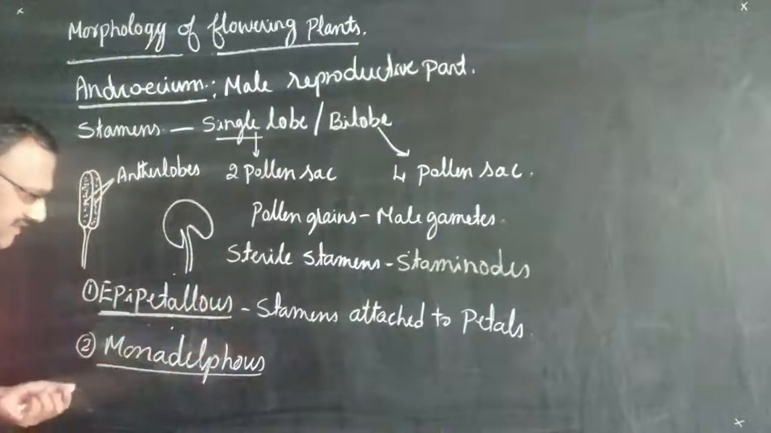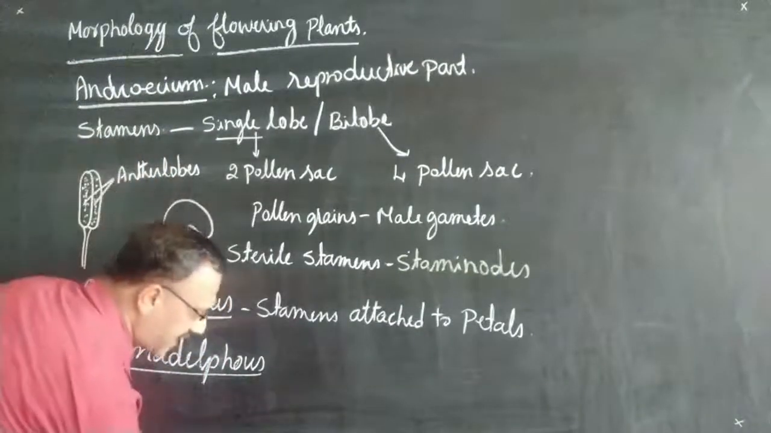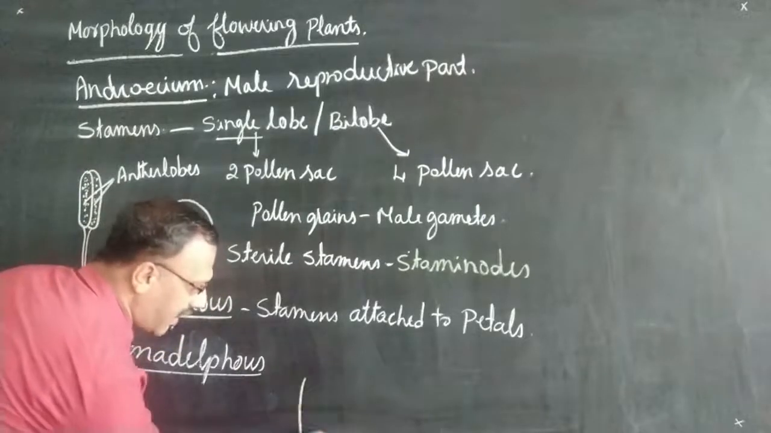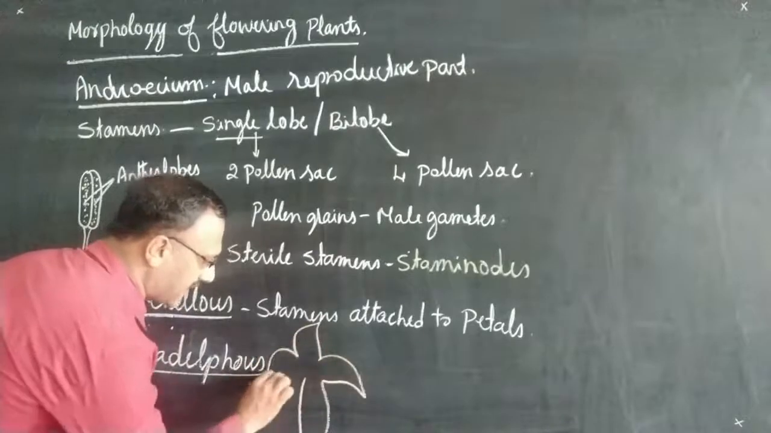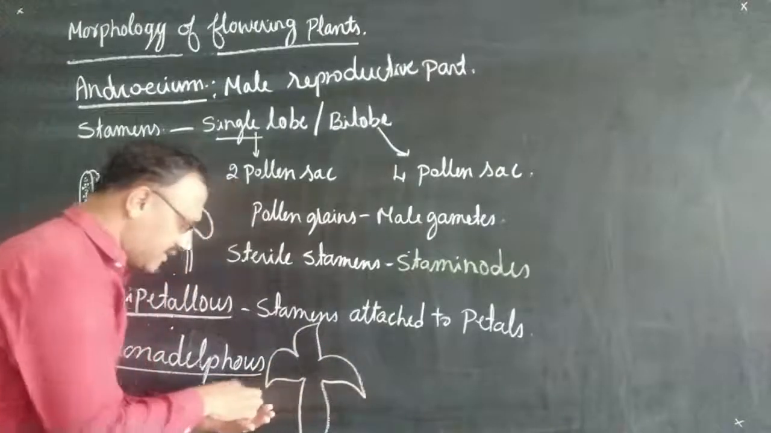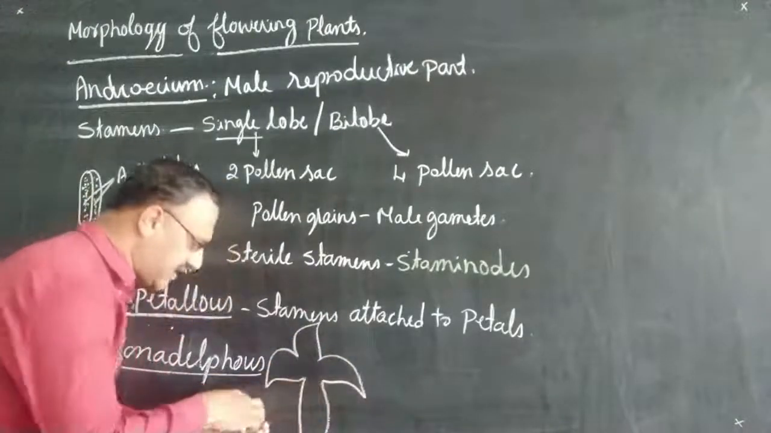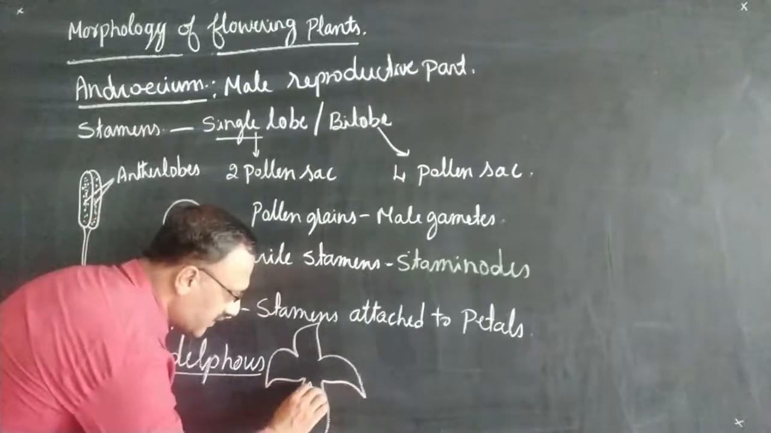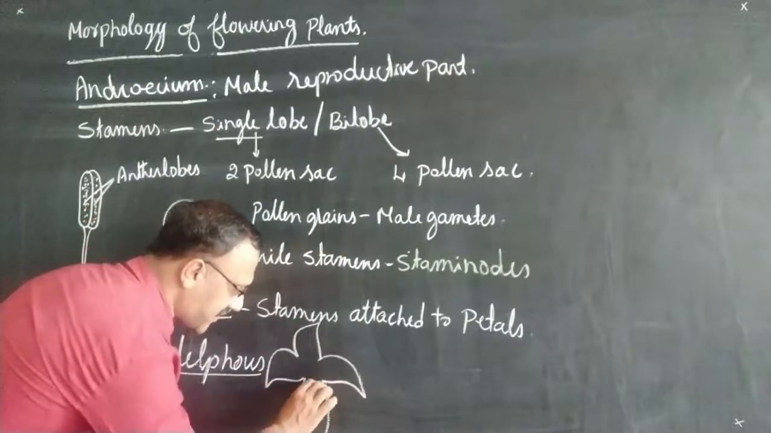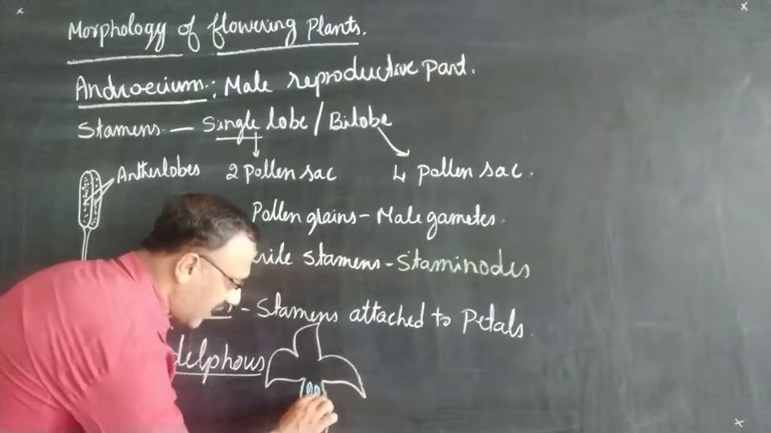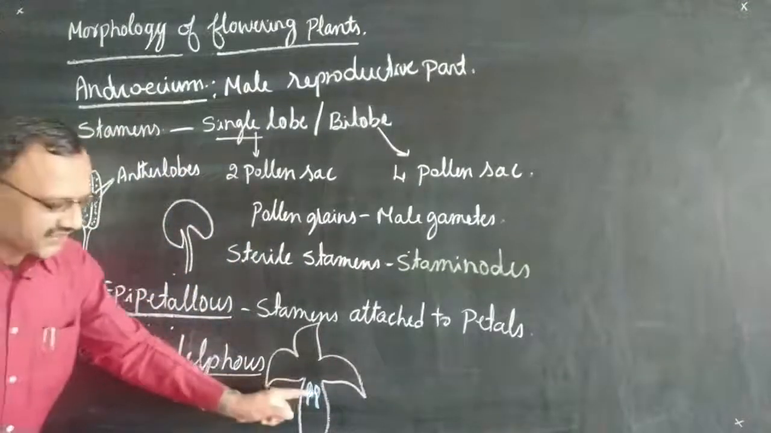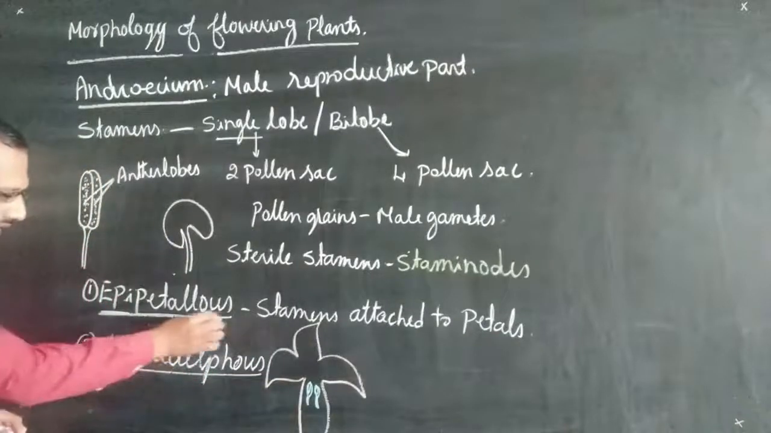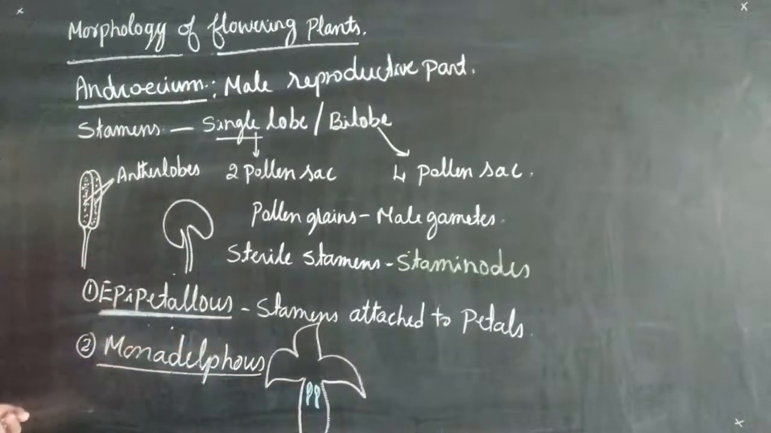In epipetalous condition, the stamens are attached to the petals, like you have seen in jasmine flower or in vinca flower. The stamens are attaching to the petals. It is called epipetalous condition.